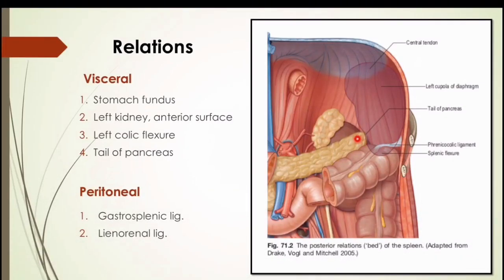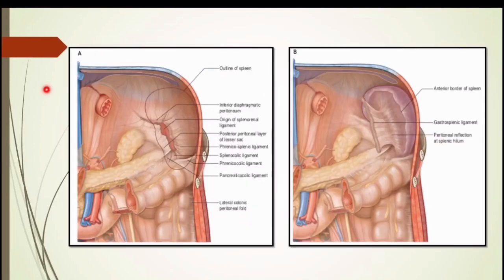Then you can see over here the tail of the pancreas. This is the left cupola of the diaphragm. This is the central tendon of the diaphragm, and the spleen has basically been made lighter and faded, so you can see the posterior relations carefully. You can see over here the upper pole of the left kidney with the suprarenal gland of the left side. Okay. Now here you can very nicely understand the splenorenal ligament, also known as the linorenal ligament. As the name suggests, it connects the spleen to the left kidney.